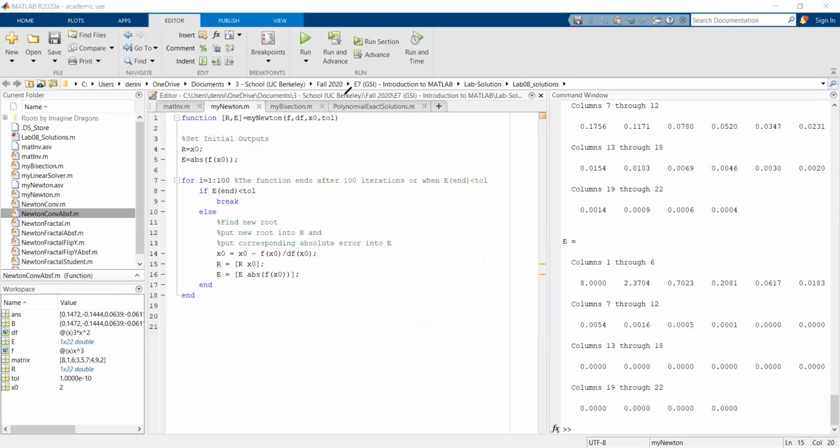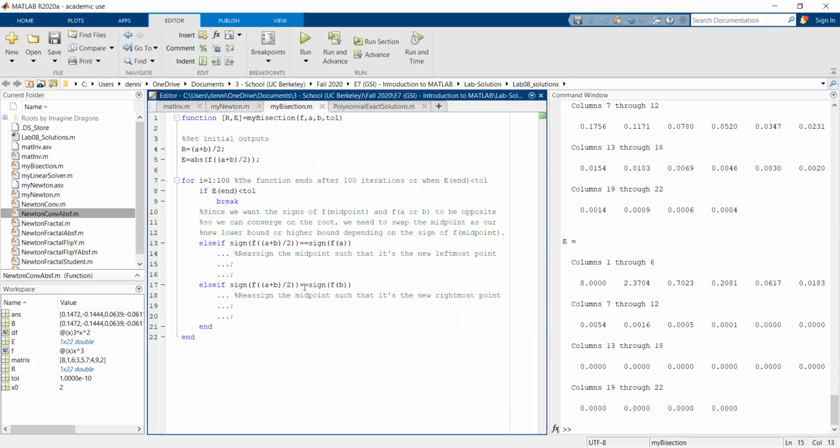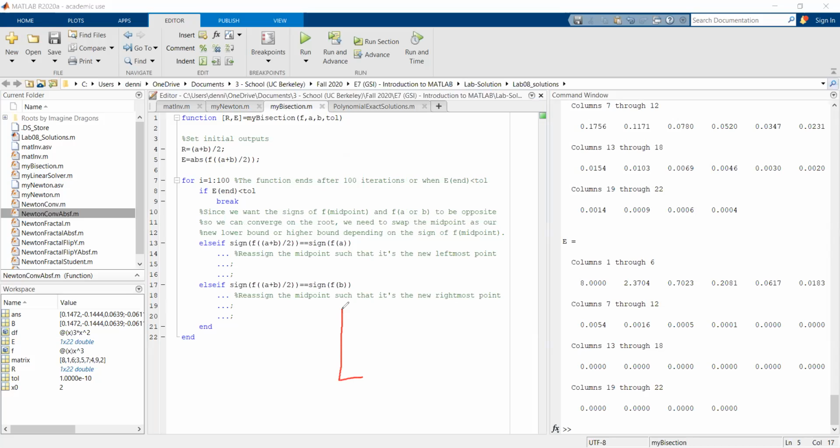Any questions on Newton's method before we get to bisection? Okay, similar structure. We have our new guess, and we have the error of that. Yeah, the error of our new guess. Bisection method. Visually, how do we visualize this?